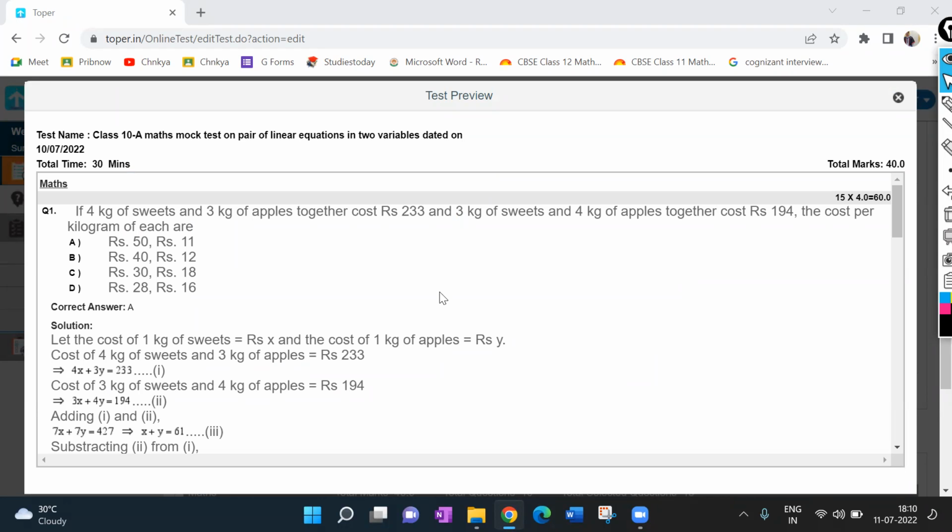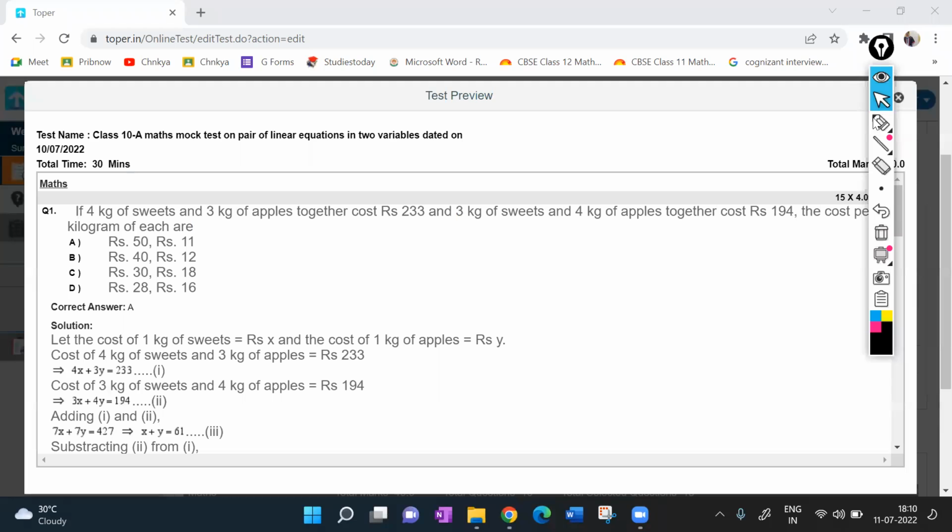So this was the first question, guys. A simple question. This type of question we have done multiple times. 4 kg of sweet. Sir, in this, the options were wrong. What options did you get? Options are correct only: rupees 50 and rupees 11. That is the answer.